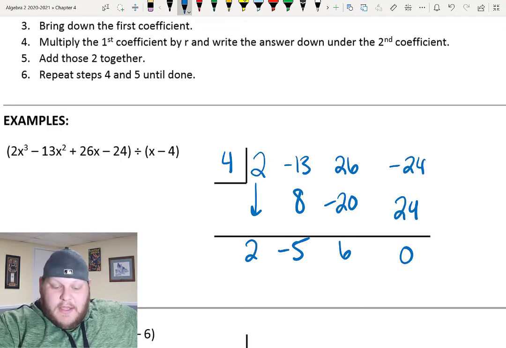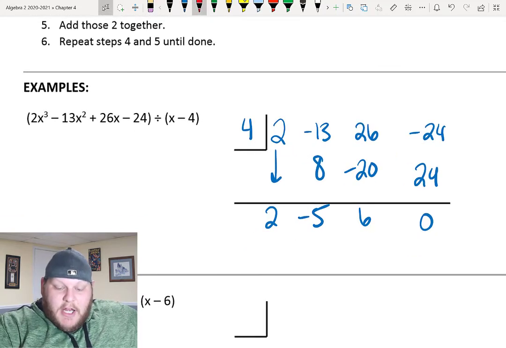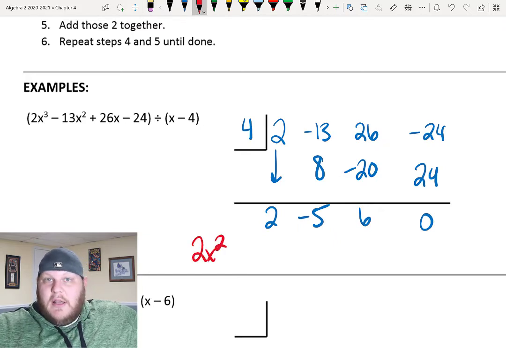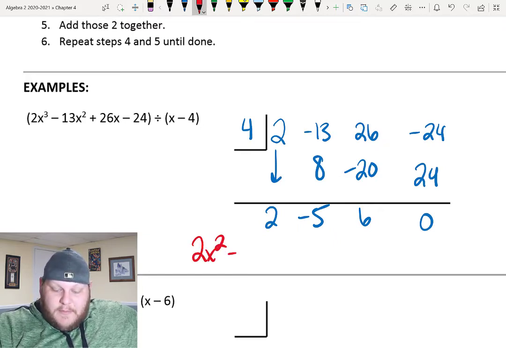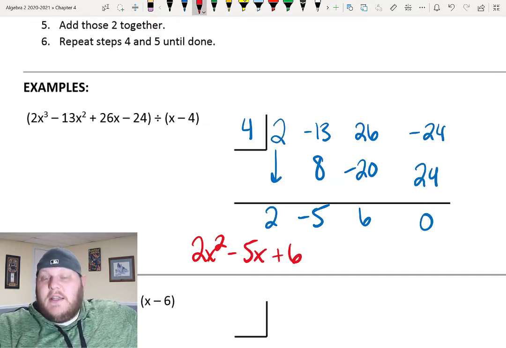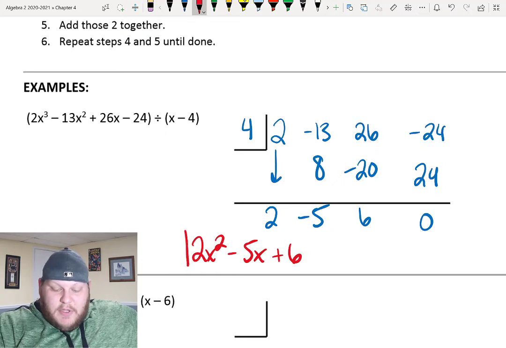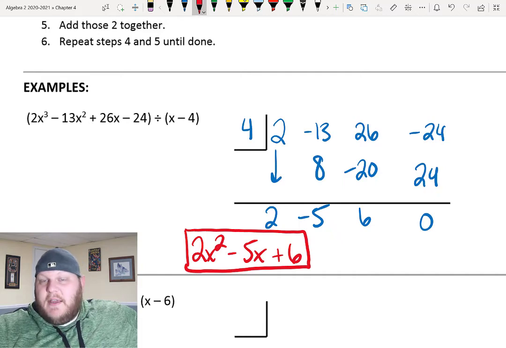Because if we started with a cubic, we started with an x cubed, this 2, as I write out my answer that I'll do here in red, this 2 becomes x squared, 1 degree less than what I started with. This negative 5 is my x term then. My 6 is my constant. And I don't have any remainder. I have a remainder of 0, so 0 over x minus 4 would just be 0, so I'm not going to write it. My answer, because I ended up with a remainder of 0, is just 2x squared minus 5x plus 6. It evenly divides. And that's what synthetic looks like.